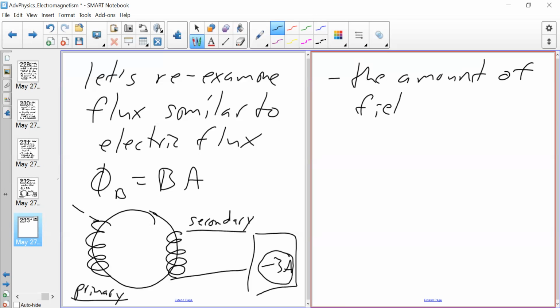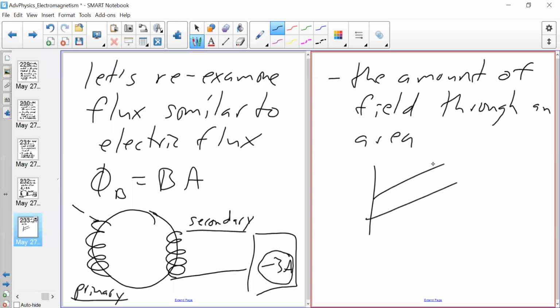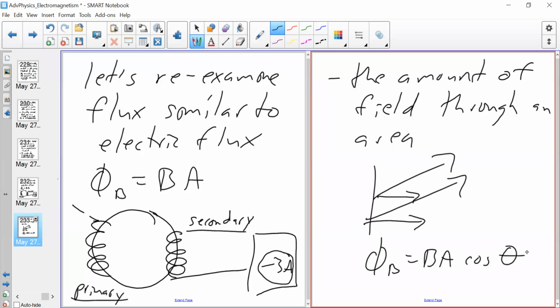The amount of field, flux, is the amount of field through an area. Okay, in a general case, I have field going like this, and I have my area vector like that. Then flux, generally speaking, is going to be BA cosine theta, because the cosine component is parallel to this part of the field. Well, the cosine part of the field is parallel to this dA, or integrated out to be A. All right, so this is magnetic flux.